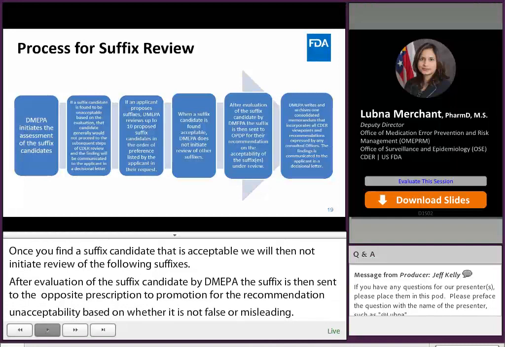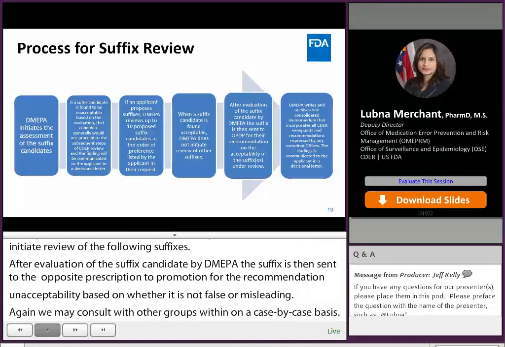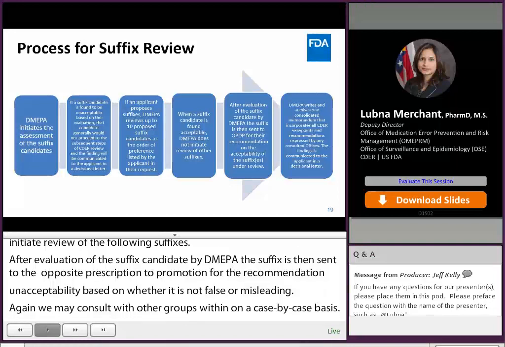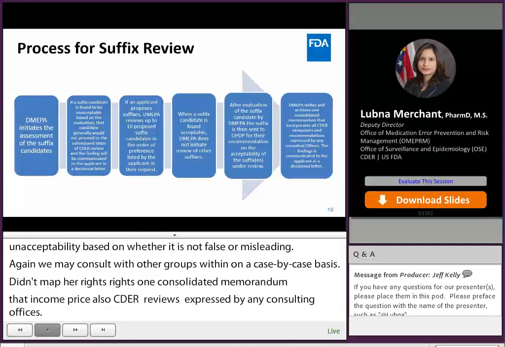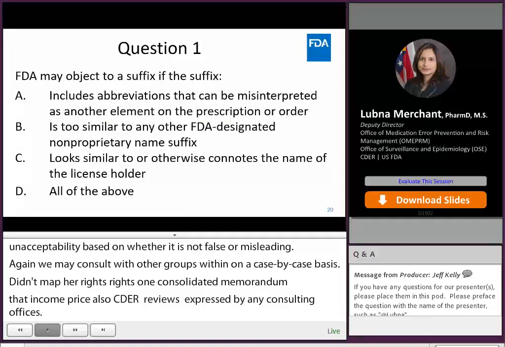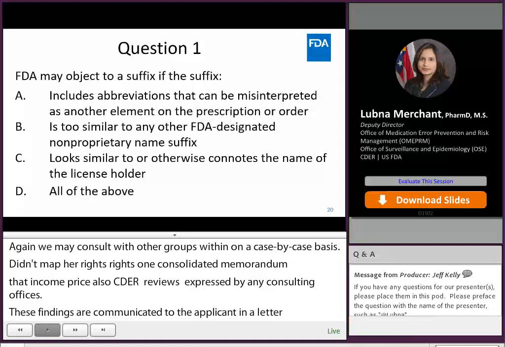DMEPA writes and archives one consolidated memorandum that incorporates all CDER viewpoints and recommendations expressed by any consulting offices. These findings are then communicated to the applicant in a letter issued by the Office of Surveillance and Epidemiology. So this concludes my presentation. Now to the challenge question round.